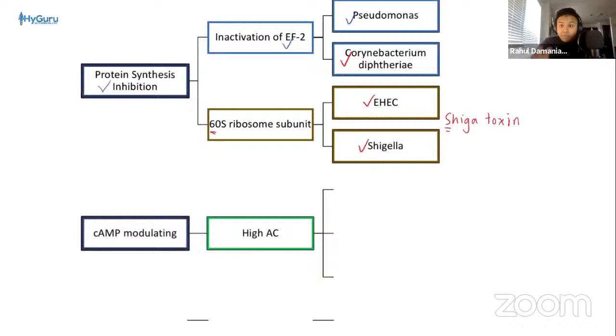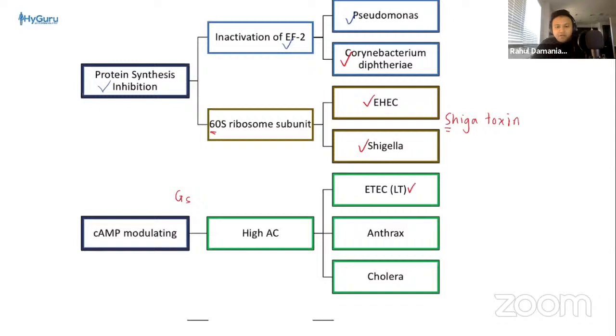Now, bacteria can also modulate cyclic AMP in the body. And you can get high adenylate cyclase activity. And remember, these are all related to the GS-GPCR pathway. And so what are going to be important agents? Well, you're going to have the heat labile enterotoxigenic E. coli, which is traveler's diarrhea. Anthrax can cause this, as well as cholera. And remember, high adenylate cyclase activity related to cholera gives you that voluminous rice water diarrhea. And that is due to the fact that high adenylate cyclase activity activates chloride channels within the actual gut, and more chloride within the gut causes you to have water that comes with it as well. And thus you get that very watery diarrhea, as chloride is going to draw that water into the lumen of the bowel and then cause diarrhea.